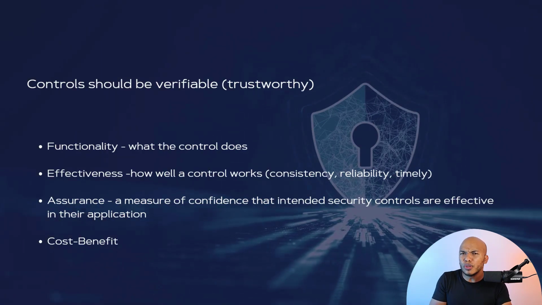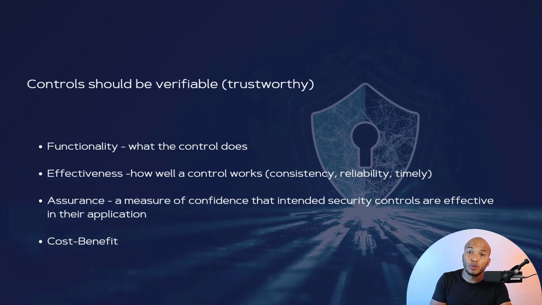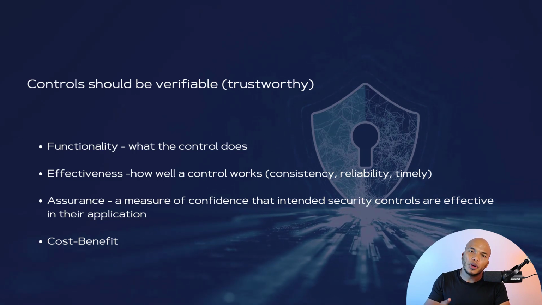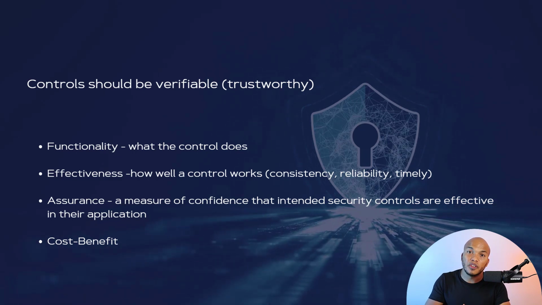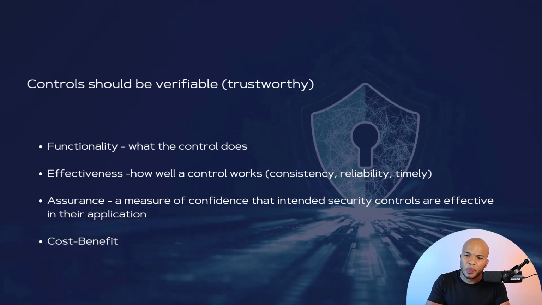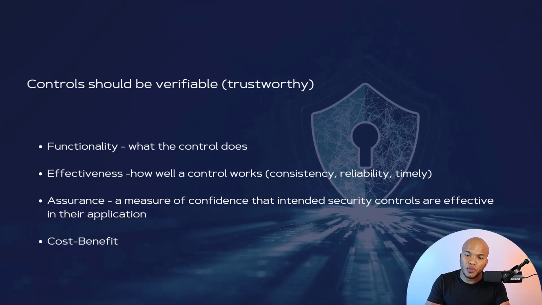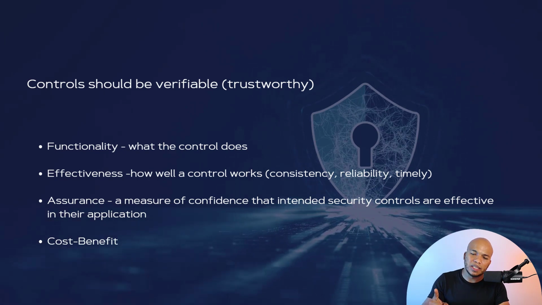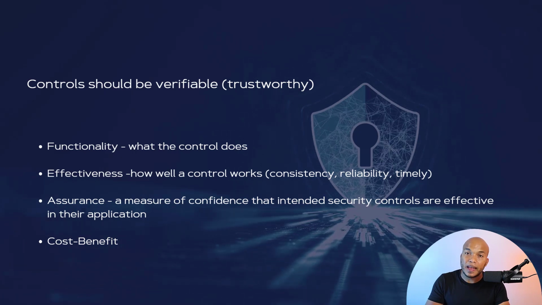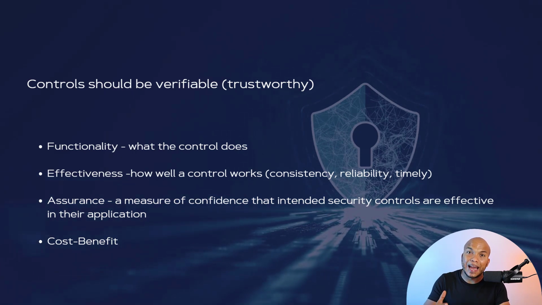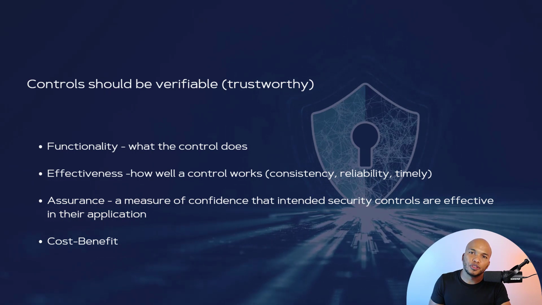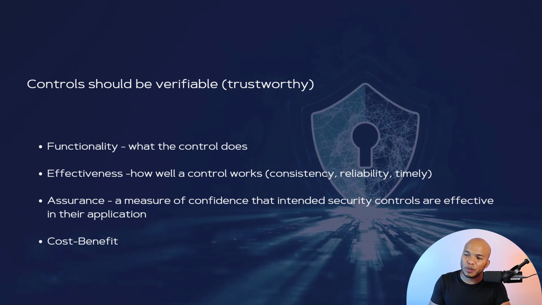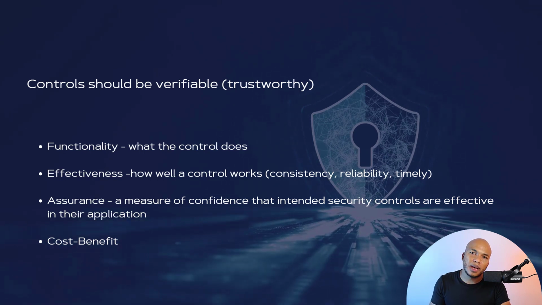Controls in general should be verifiable and trustworthy. These should be controls that we know will get the job done. We can also describe a control based on a variety of factors, such as functionality: what exactly will this control do for us? Then effectiveness: how well will a control work, including consistency, reliability, and can it do its job in a timely fashion? And then assurance, which is the measure of confidence that intended security controls are effective in their application.